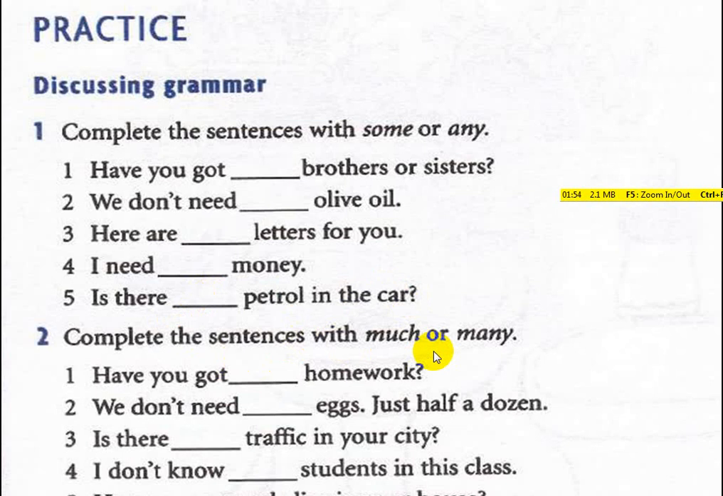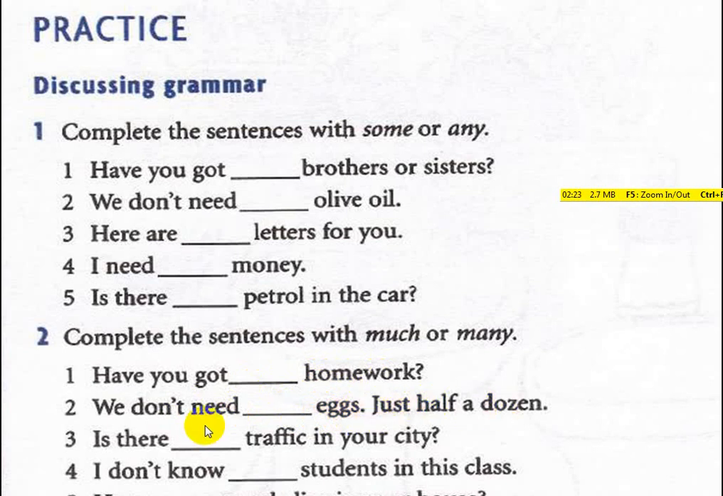So complete the sentences with much or many. You know that many is used for countable nouns and much for uncountable nouns. Have you got much homework? Homework is not countable, so we use much. We don't need many eggs because here eggs are countable. We don't need many eggs, just half a dozen.